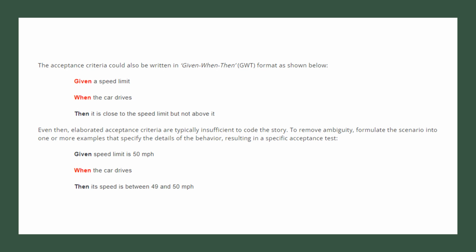Even then, elaborated acceptance criteria are typically insufficient to code the story. To remove the ambiguity, formulate the scenario into one or more examples that specify the details of the behavior, resulting in a specific acceptance test. Let us look at that. Given speed limit is 50 miles per hour, when the car drives, then its speed is between 49 and 50 miles per hour. So look at that, you're giving an example, you're making it very specific.